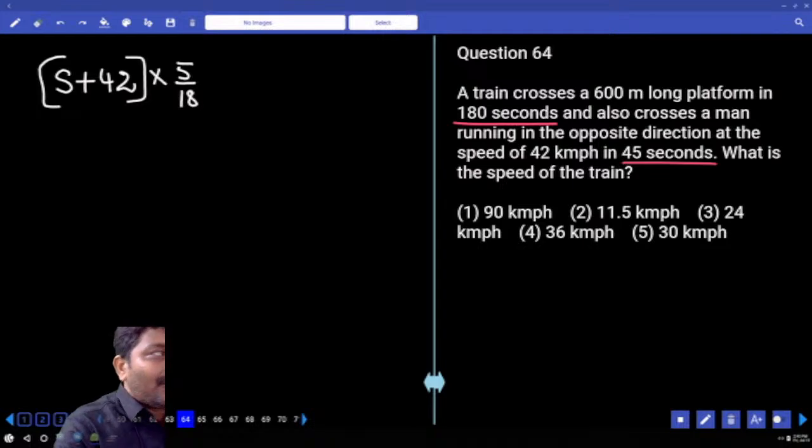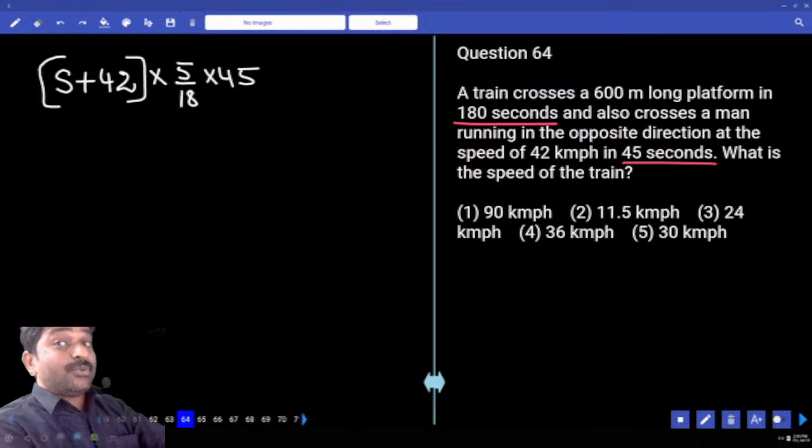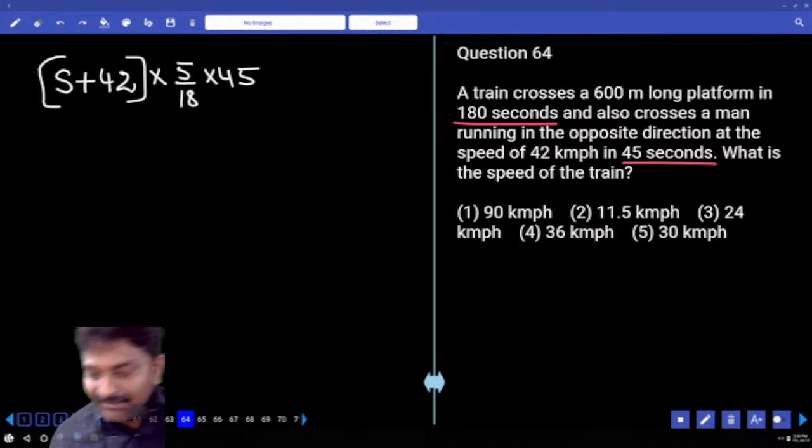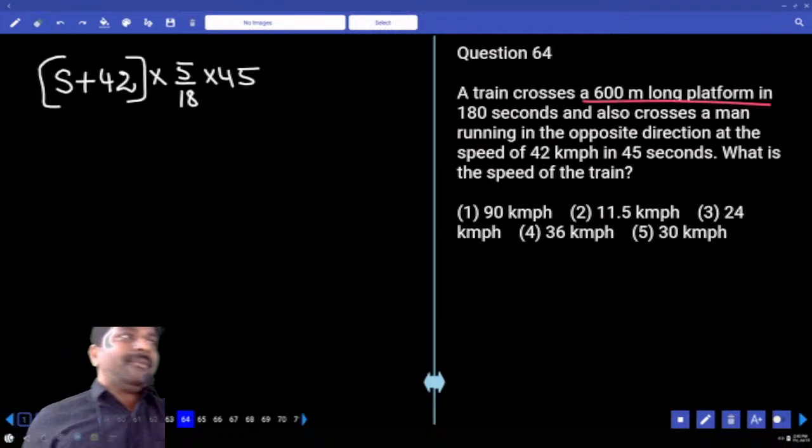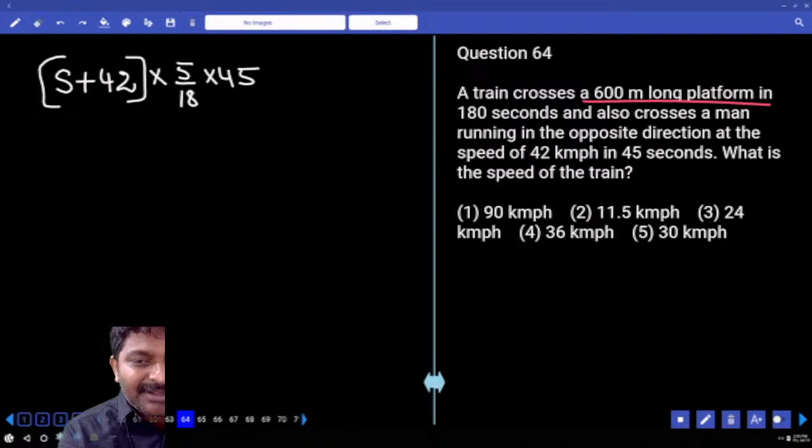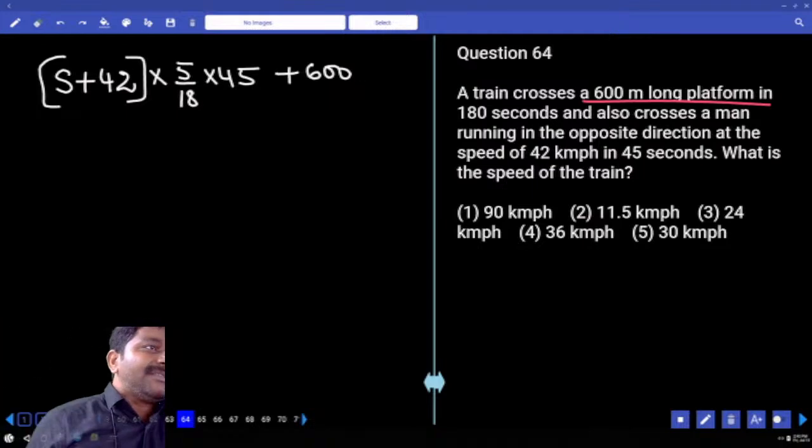Correct? Now this is relative speed in meter per second multiplied by time 45. If you calculate this, you'll get something. And what is that equal to? Train length. And in first case, it crosses a platform of length 600 meters. To this, if you add 600, that is equal to total distance covered in first case.